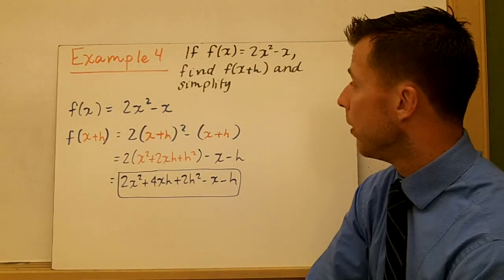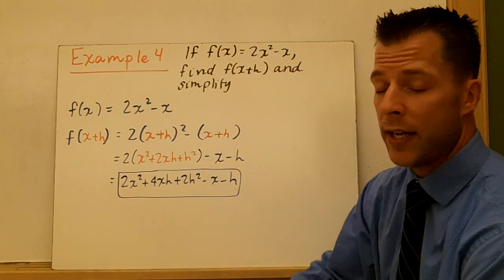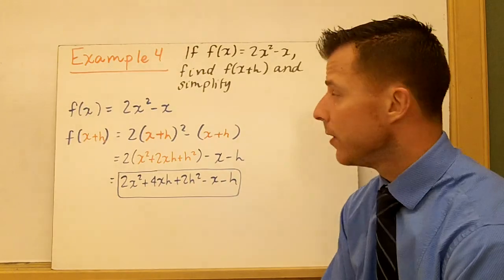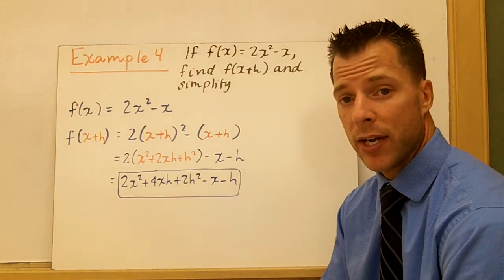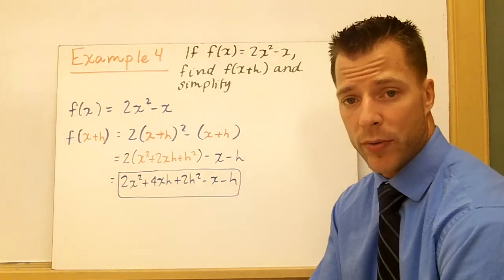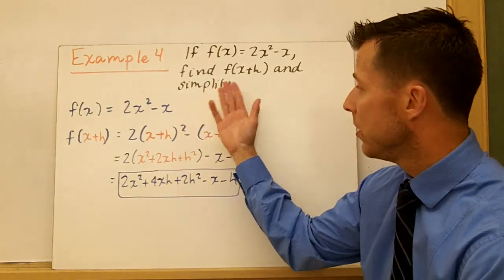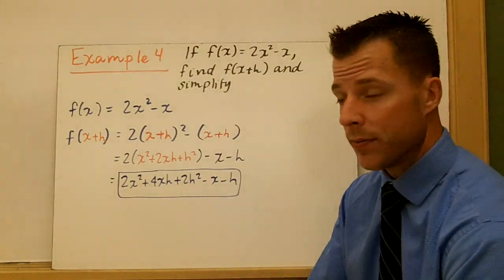In example 4, if our function is 2x squared minus x, find f of x plus h, and simplify it. Now this is a really important idea, this f of x plus h. You're going to see that in pre-calculus when you start to work a little bit with the difference quotient, and you're going to see it again in calculus. So this is a good thing to have. Notice there's not a number here for h, they're both variables.